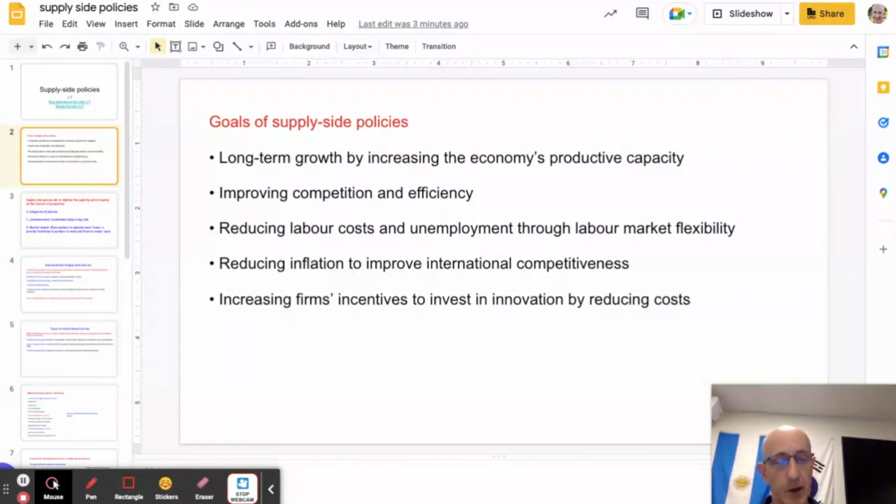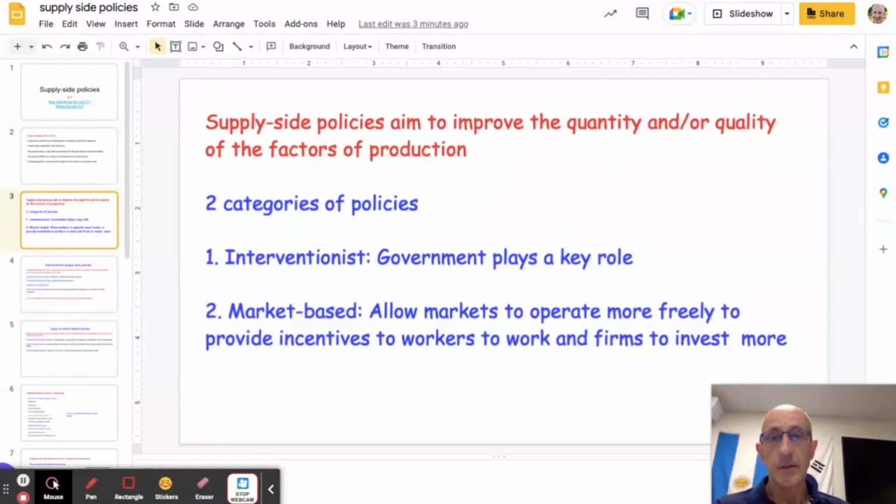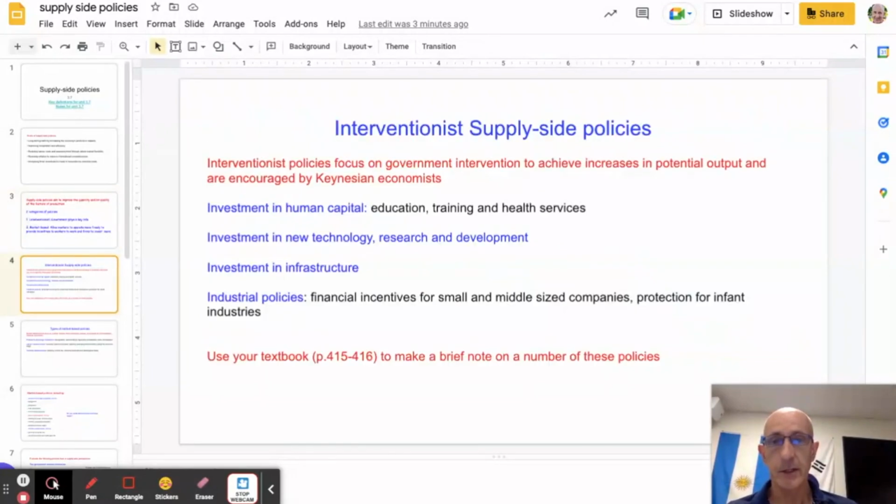It's much more of a free market approach, a new classical approach to managing the economy, very different to the Keynesian sort of demand side. Supply side policies are divided into two categories. One is called interventionist. The government plays a key role in the interventionist supply side policies, and the other is called market-based, which is focused on allowing markets to work more freely to encourage people to work and for firms to invest.